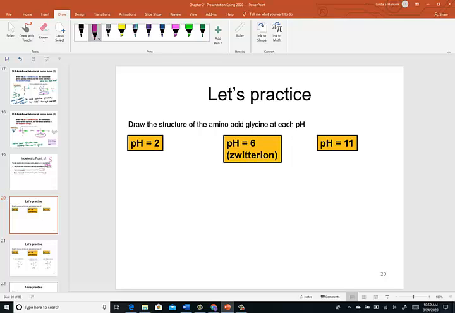Let's draw the structure of the amino acid glycine. Now, if you haven't figured out glycine as being the most simple, oops, I spelled it wrong, moment of dyslexia. The most simplest of all, where R is just simply the hydrogen. So that's glycine. It's an achiral center, meaning that 3 of the 4 bonds are always the same.